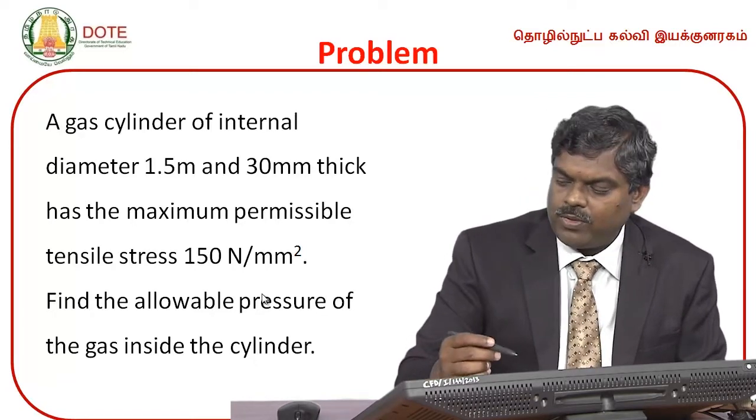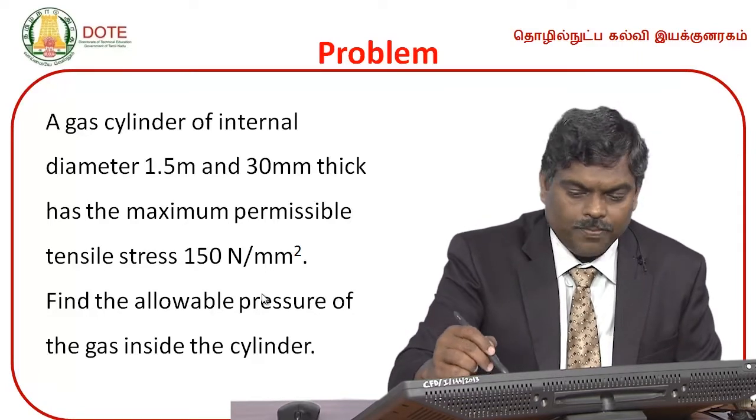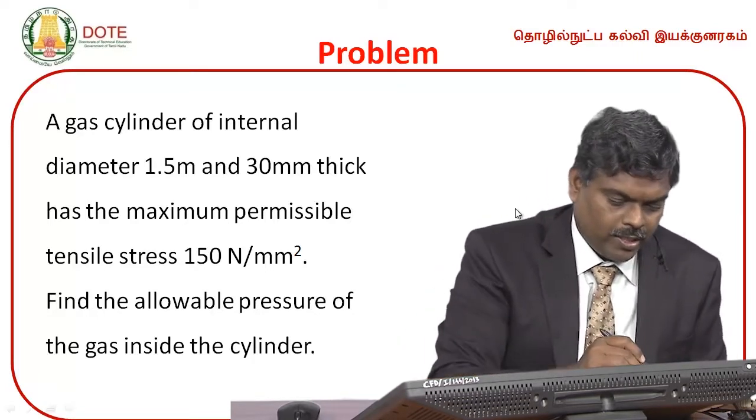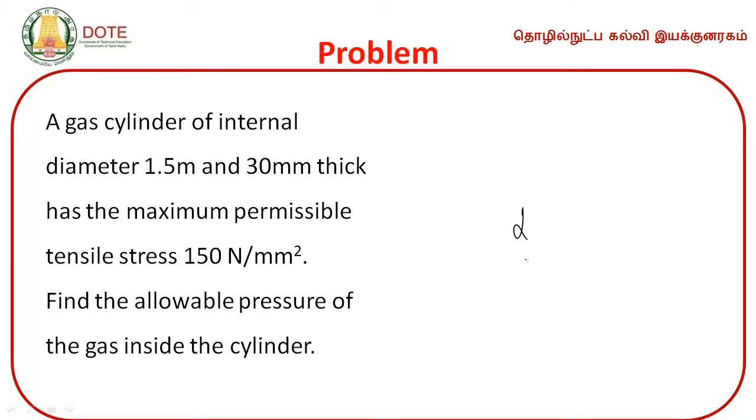What have they given us? Diameter D is given, thickness T is given, and the maximum permissible stress is given. Using these, what should we find? The allowable pressure. What is the allowable pressure of the gas inside the cylinder?